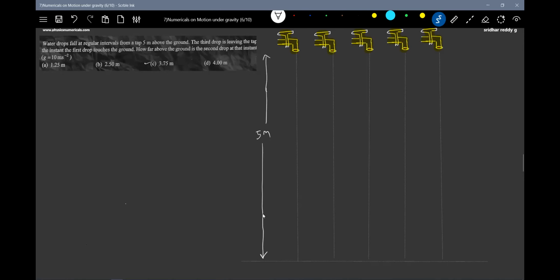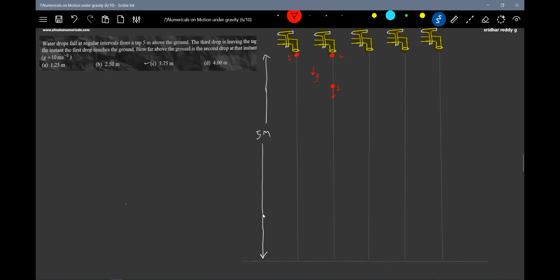When the first drop will come, this will be a dropper. This will be the first drop. It's going to fall freely, no? Yes. Then when the first drop is here, the second drop will emerge out from the tap. What is the state of this? This will be moving with a certain velocity.